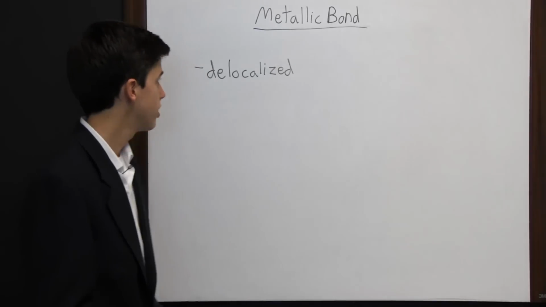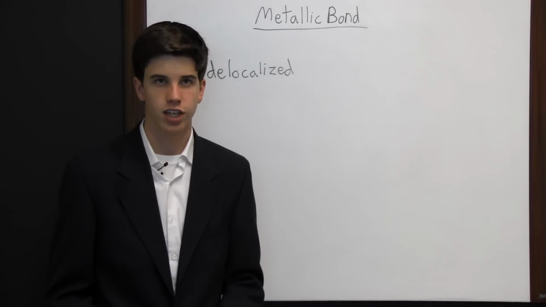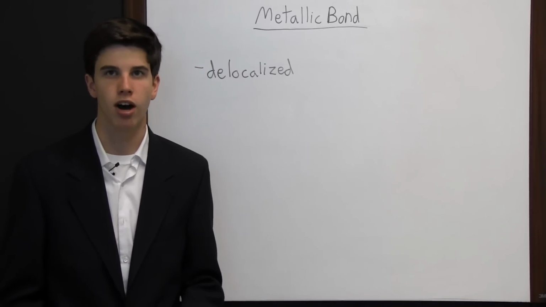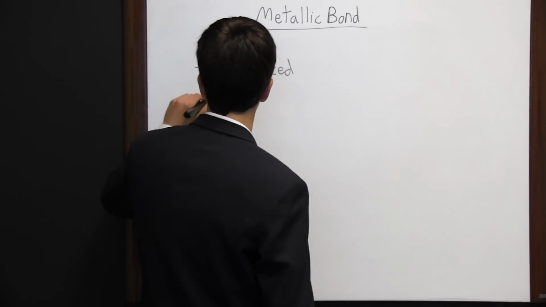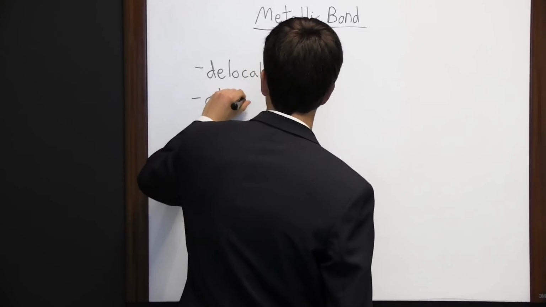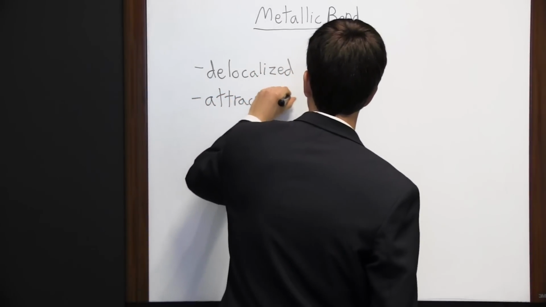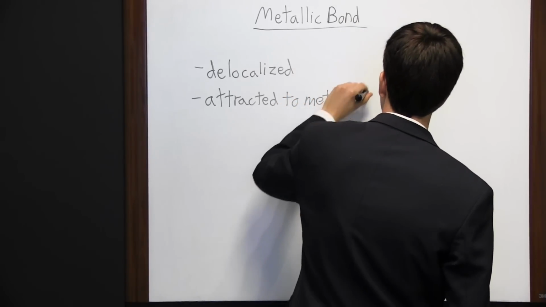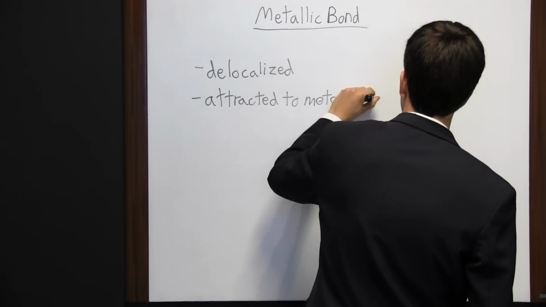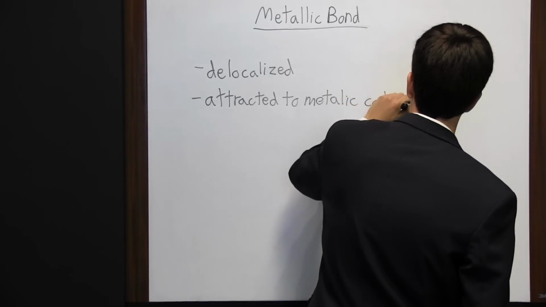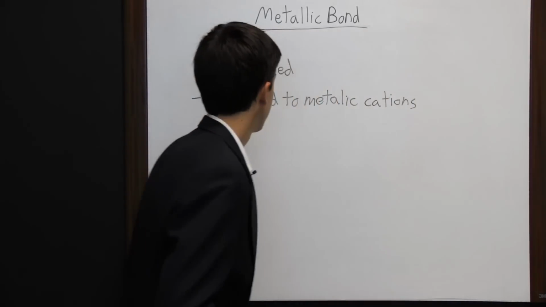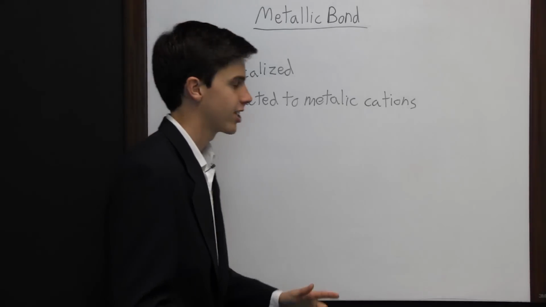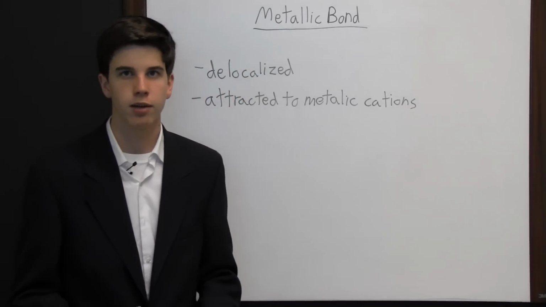All right, so in addition to being delocalized, valence electrons are attracted to metal cations, and that's what creates the metallic bond. So I'm going to write up here on the board, attracted to metal cations. I hope you're tracking with me. Remember, valence electrons are delocalized. They're attracted to metal cations, creating metallic bonds.